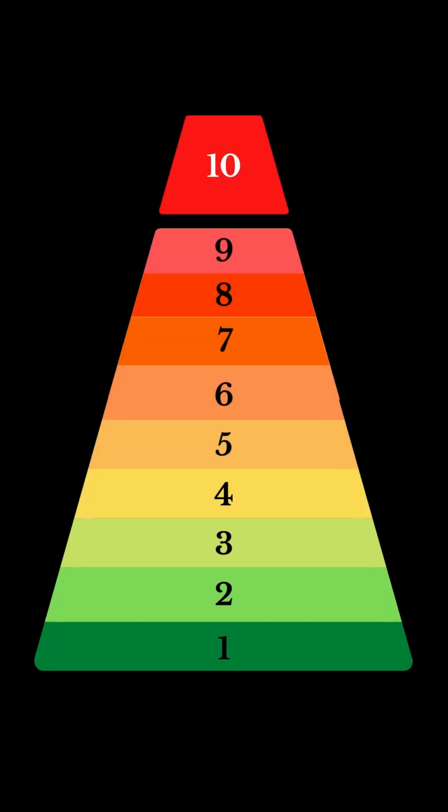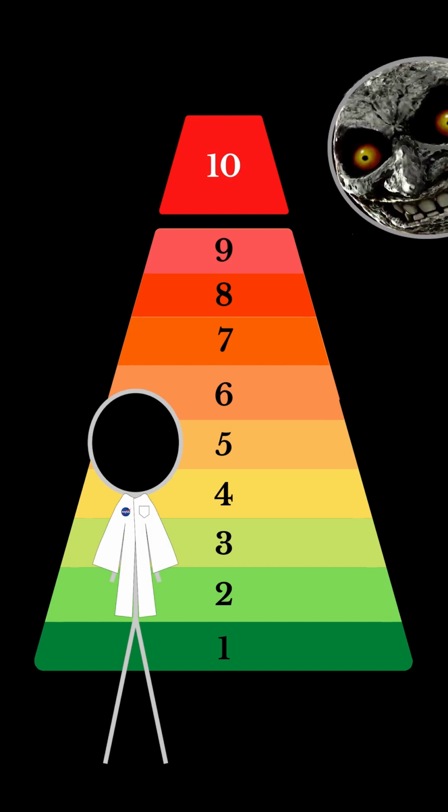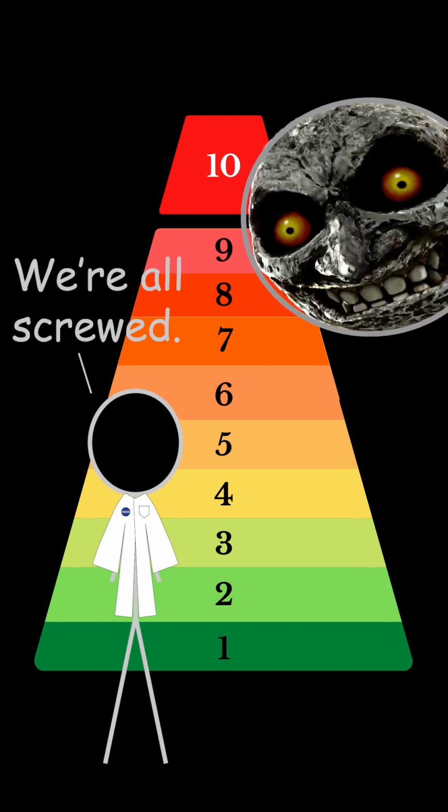Hey guys, today I'm going to tell you about something, and if you're lucky, this will be the last time that you ever hear about it. This is the Torino Scale, and if an asteroid was about to hit Earth, this is what scientists would use to tell you that it was going to destroy the planet and end life as we know it.